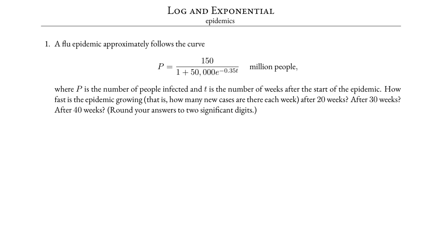The question, how fast, requires that we find the derivative. This function represents the number of people infected after t weeks. Observe that this is a quotient. We have the top and the bottom. However, we will rewrite this as 150 times 1 plus 50,000 e to the negative 0.35 t raised to the negative 1 power. There is a function inside the exponential function and inside the power function, power negative 1. So we will use the chain rule a few times.